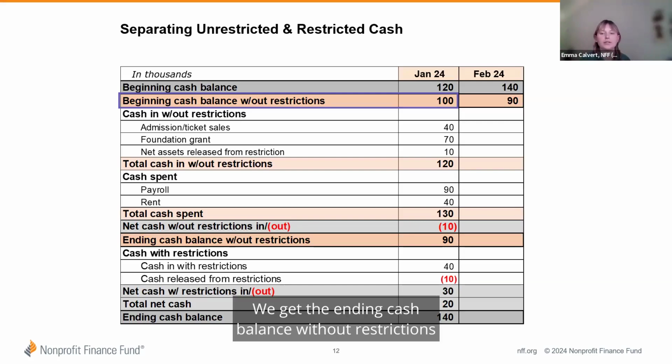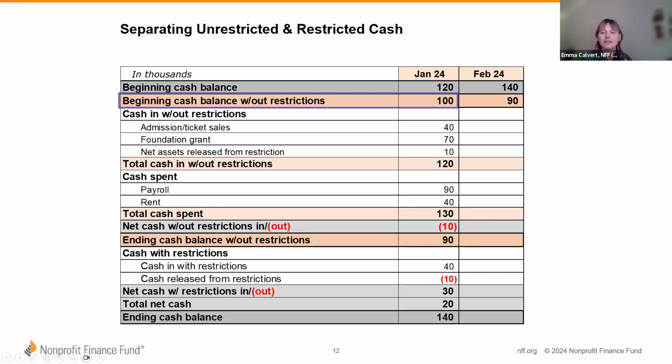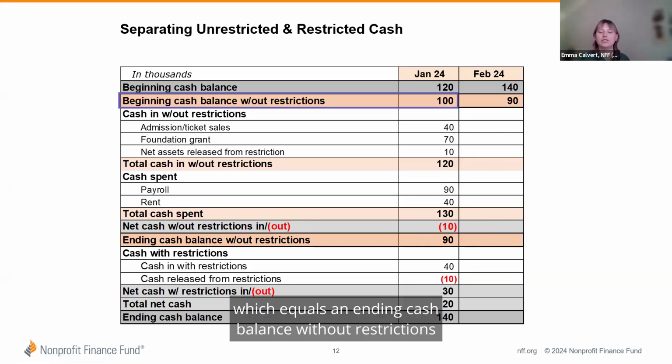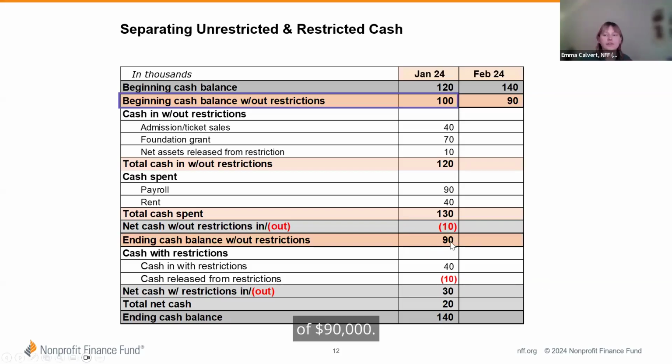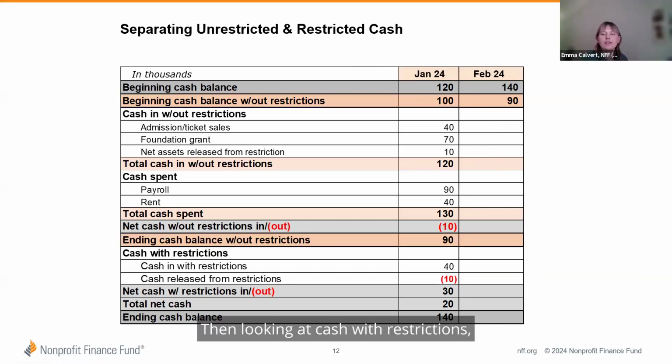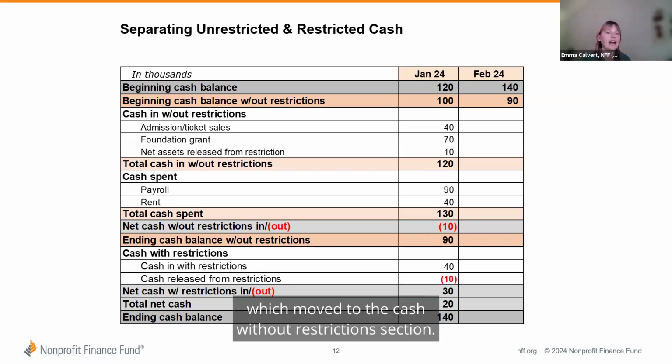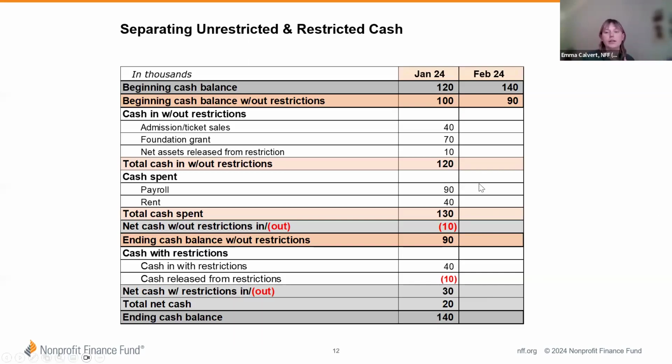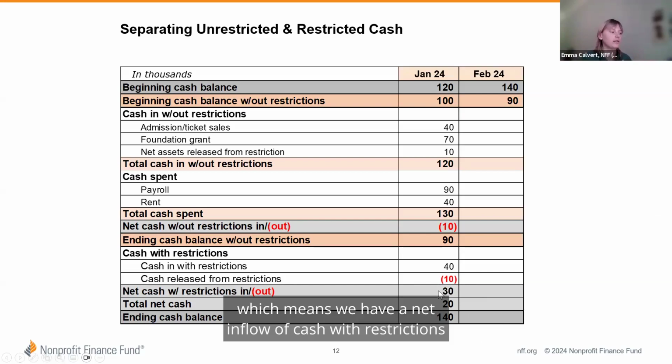We get the ending cash balance without restrictions by subtracting from the beginning cash balance without restrictions. So $100,000 minus $10K, the net cash without restrictions, equals an ending cash balance without restrictions of $90,000. And this becomes the beginning cash balance without restrictions for the month of February. Then looking at cash with restrictions, we see that $40,000 is coming in, and then we have -$10,000, which moved to the cash without restrictions section, and they're just there to balance each other out. So that's already been released and accounted for, which means we have a net inflow of cash with restrictions of $30,000.